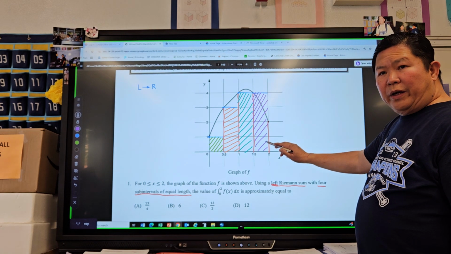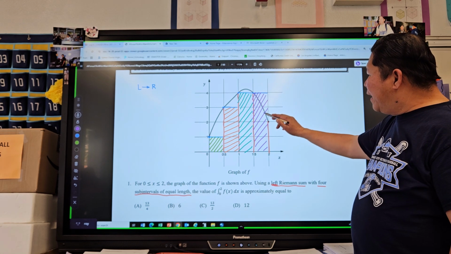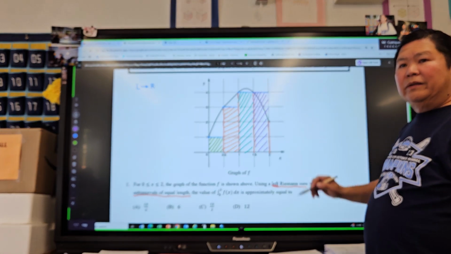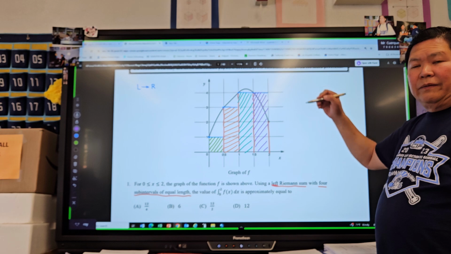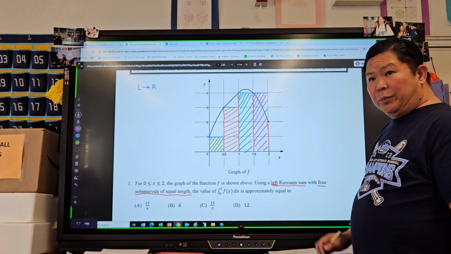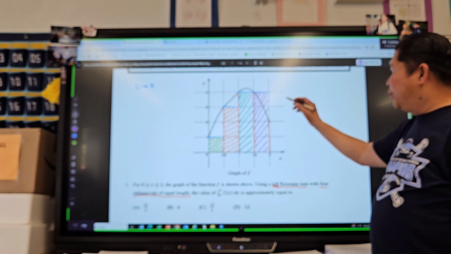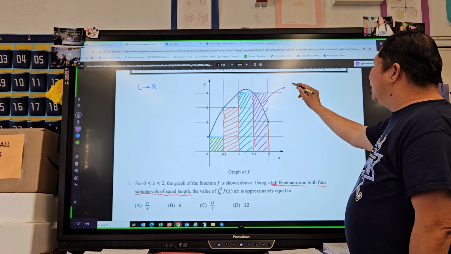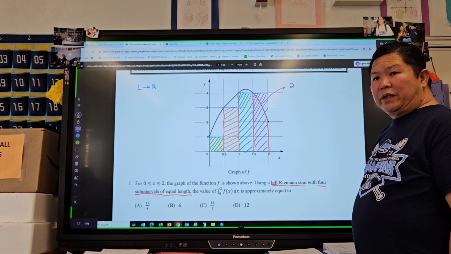If this square unit is half, then what is the unit for this one? What is the area? 2 for the purple, right? So the purple is 2. The area is 2.